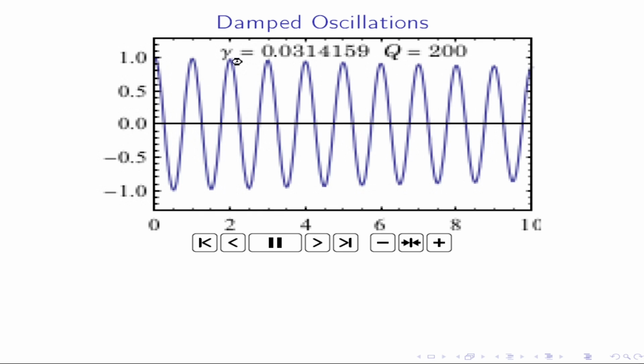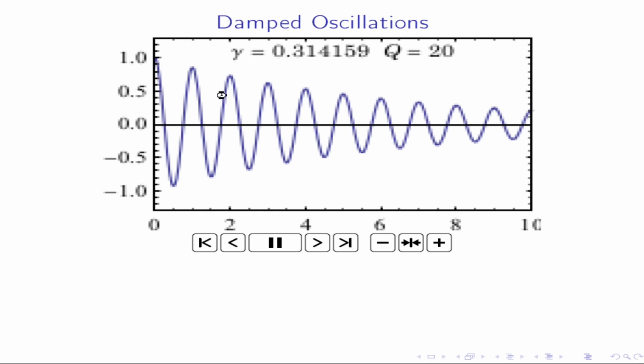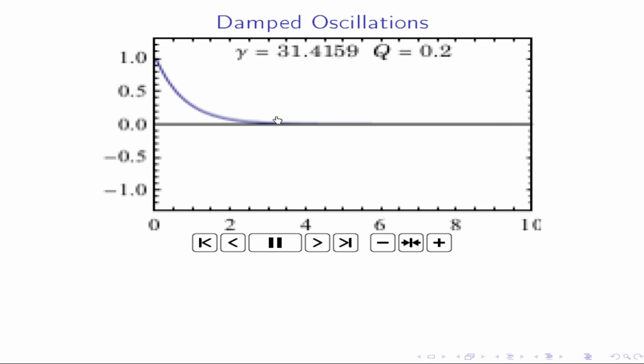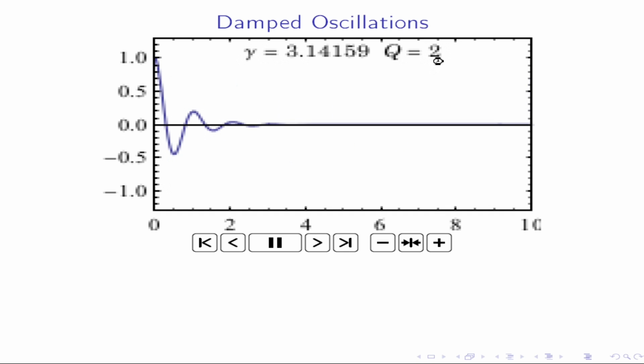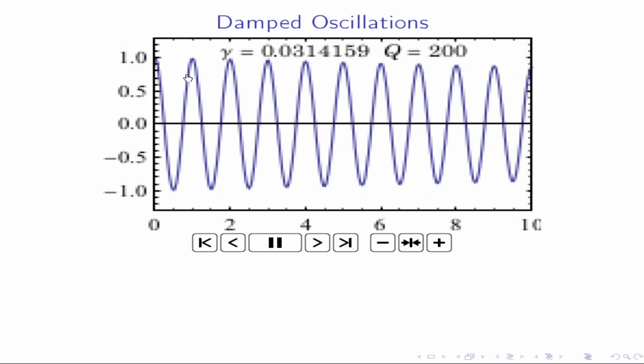As the value of gamma increases, the oscillation changes to non-oscillatory solutions. If you have a higher value of Q, we have very good oscillation with little damping.